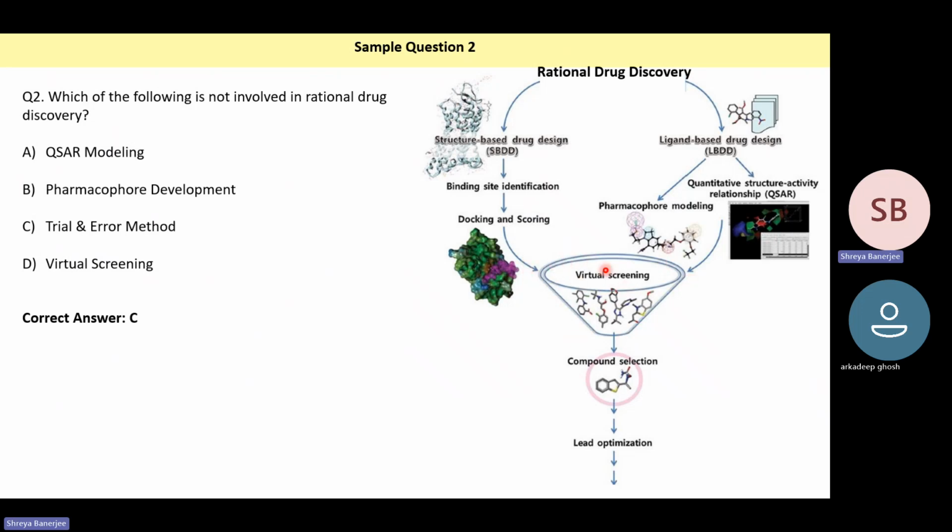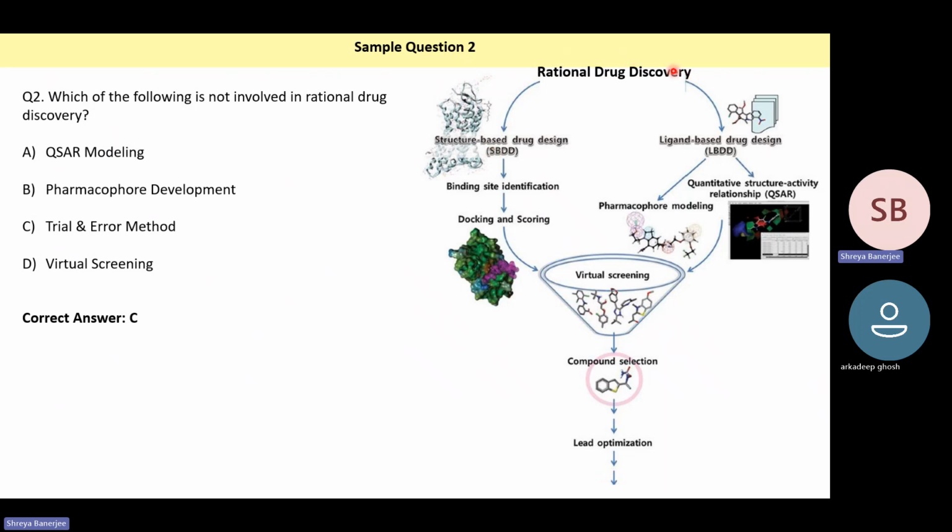So instead of testing all the possible ligands experimentally, which takes a huge amount of time, effort, money, virtual screening is done where the computer screens to predict the highest binding affinities. So it leaves out low binding affinity and separates only the high binding affinity compounds. So virtual screening is involved in the rational drug discovery. And from there, you have a lead compound, which is then optimized.